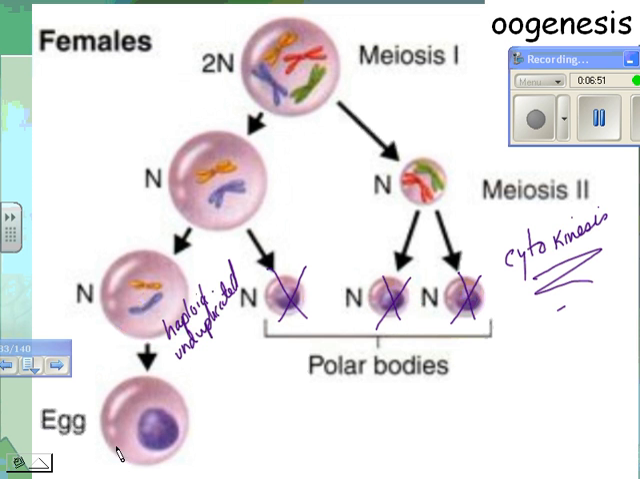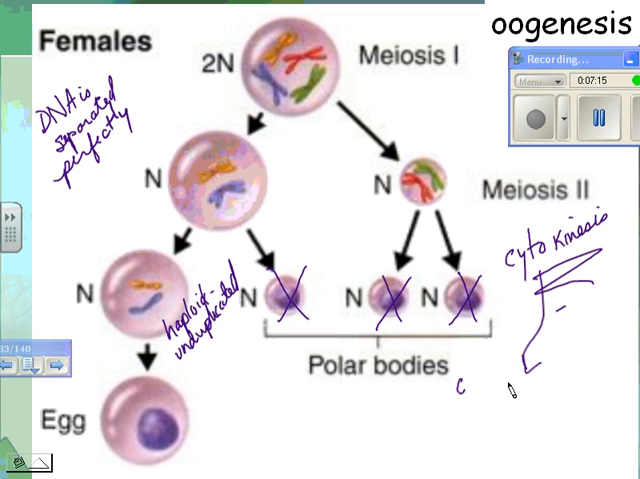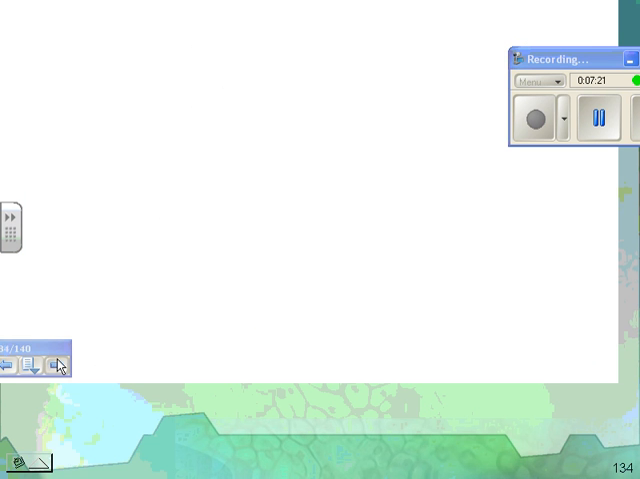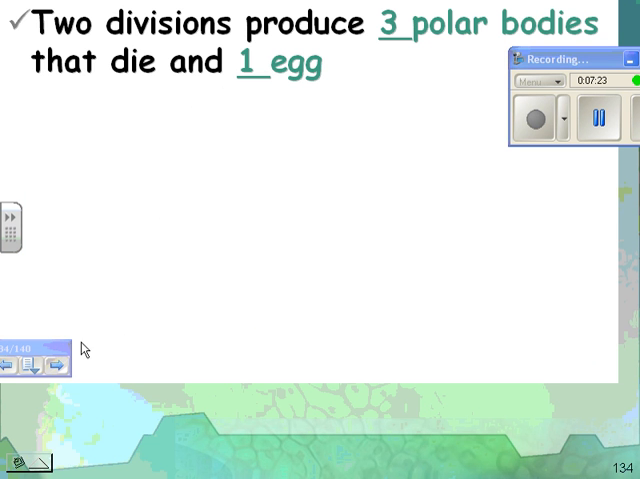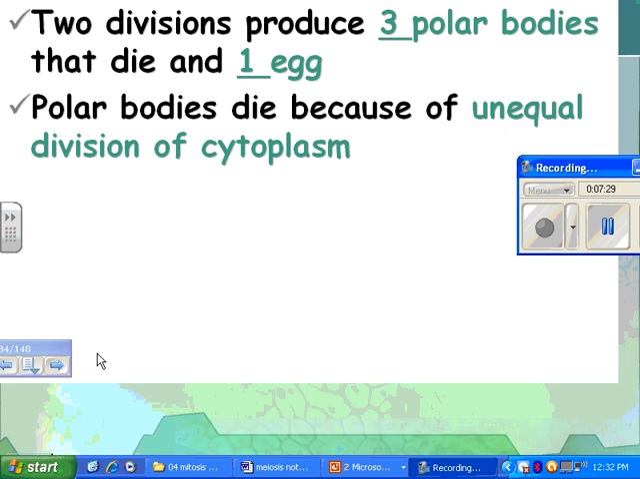If this one gets fertilized, though, it should develop into a zygote and an embryo and a fetus and so on. So the important thing for oogenesis to understand is 2 things: that DNA is separated perfectly and exactly. Whoa. And cytokinesis, that's the uneven one. Everything's not separated out evenly. So 2 divisions produce 3 polar bodies that die and 1 egg. The polar bodies die because of unequal division of the cytoplasm.